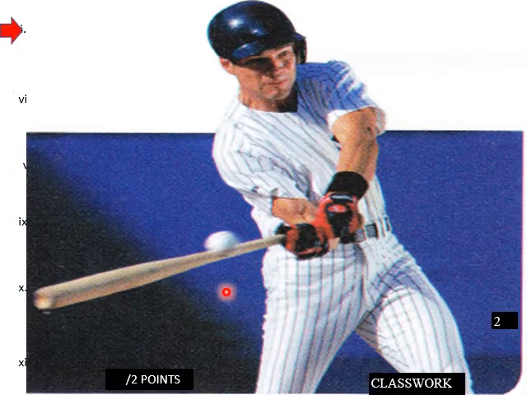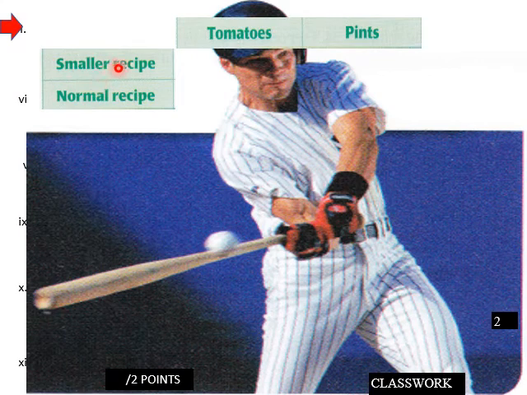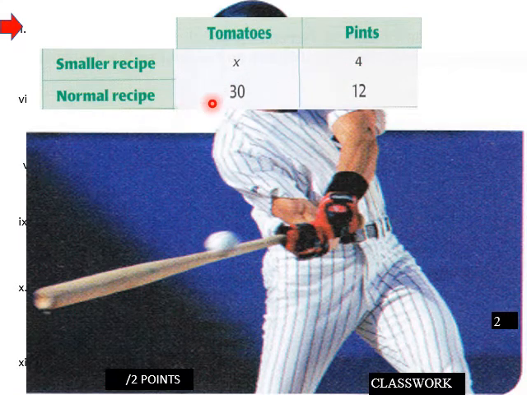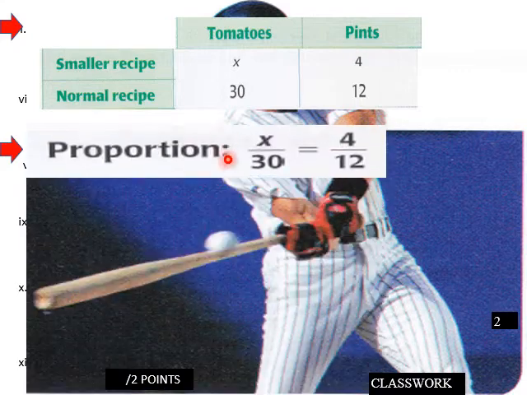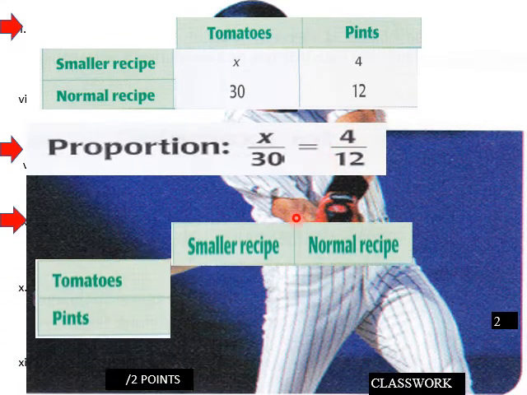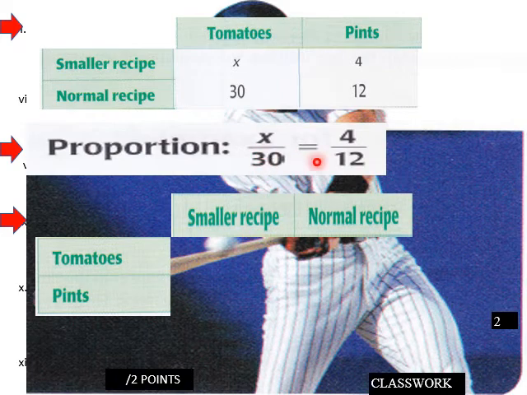So to see our table here: smaller, normal, tomatoes, and then pints. We have x tomatoes and 4 pints for the smaller recipe, and normal is 30 and 12 here. So here's basically our proportion: x over 30 equals 4 over 12, and then we go ahead and solve for x. So that'd be one way to do it.